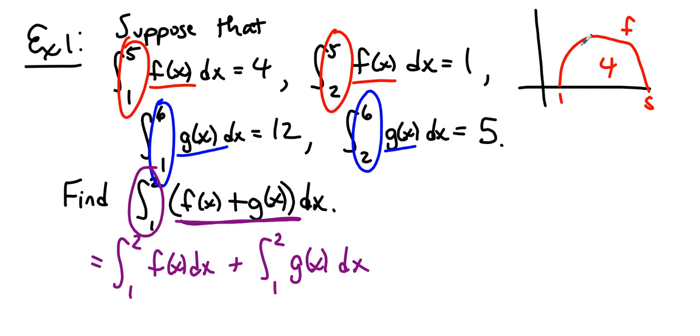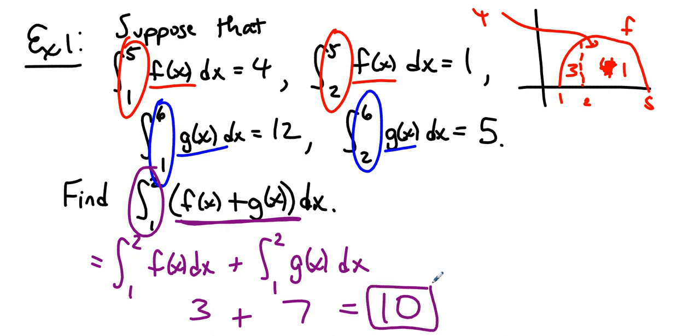But you also know that if we cut things off from 2 to 5, oh, well, that's terrible. So the whole thing is 4. From 2 to 5, that's 1. So if the whole thing is 4 and from 2 to 5 is 1, this must be 3. And you know similarly down here, if the whole area is 12, but from 2 to 6 is only 5, then from 1 to 2 has to be 7. So we've got 3 plus 7, and that's 10.